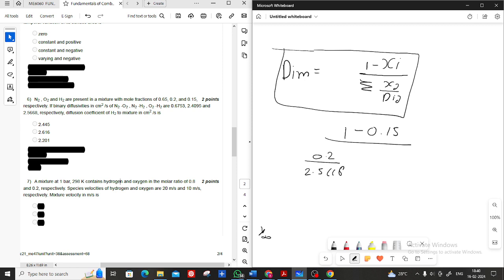2.5668 plus 0.65 upon 0.65. Wait. 0.2 is the mole fraction and 0.65 is the mole fraction of N2. Yes. So N2 and H2, 2.4095 upon 2.4095. If you calculate, what will you get?